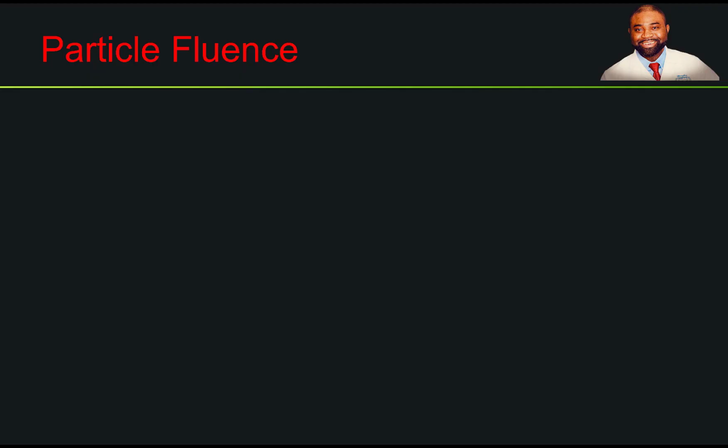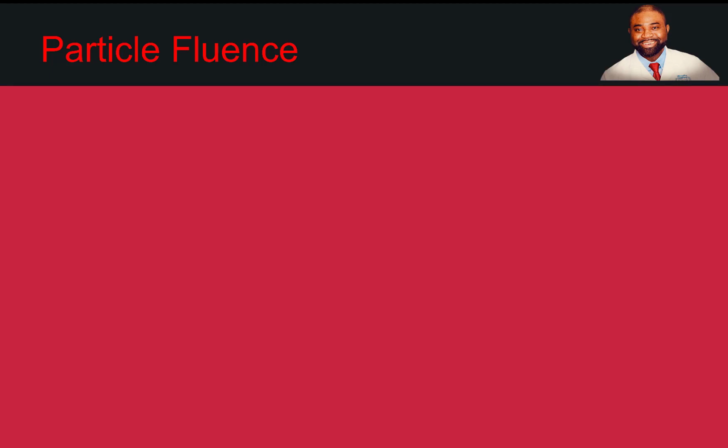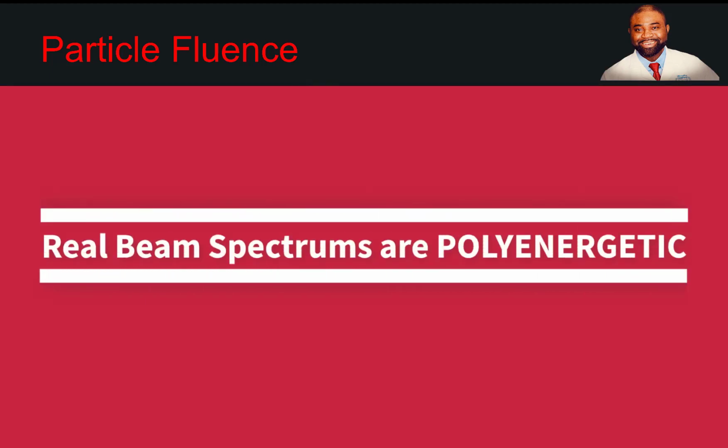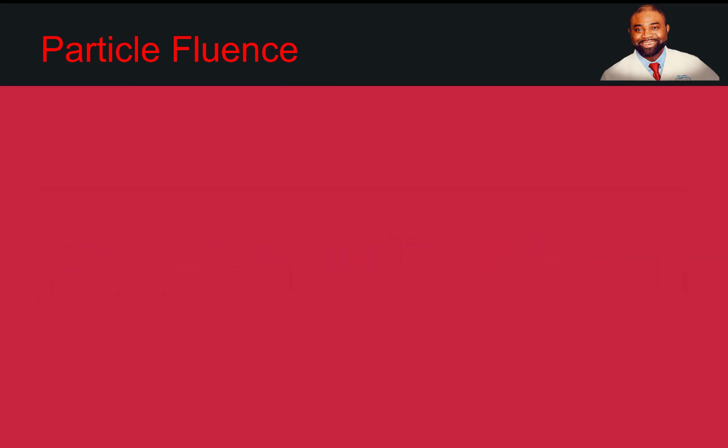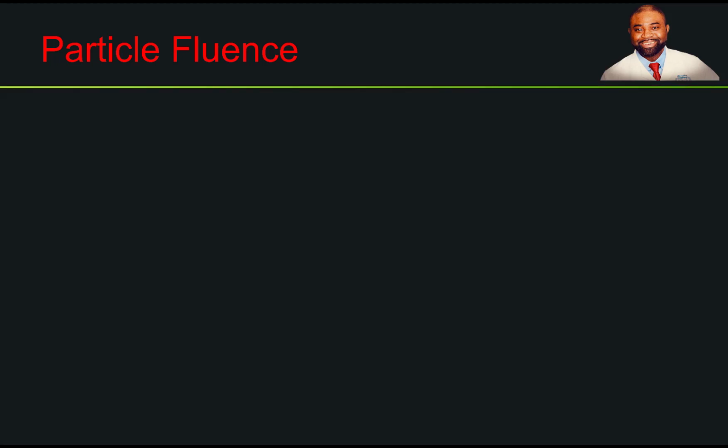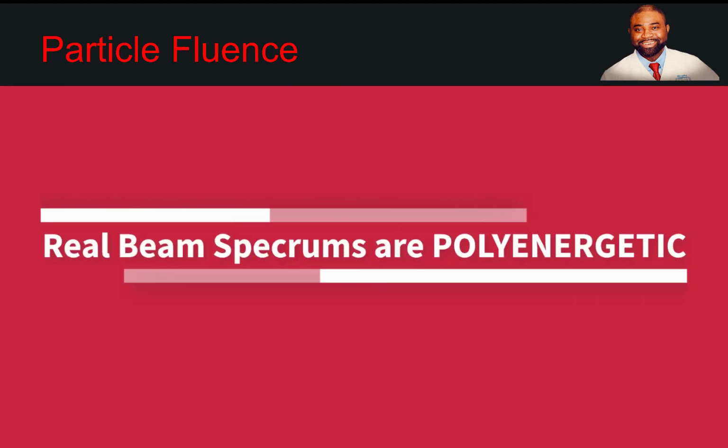The very first concept that we will talk about will be particle fluence. In order to understand particle fluence, keep in mind that any X-ray beam emitted from a target, or let's say a gamma ray beam emitted from a radioactive source, consists of a large number of photons. And this photon spectrum usually has a variety of energies. In other words, the photons are normally not monoenergetic.